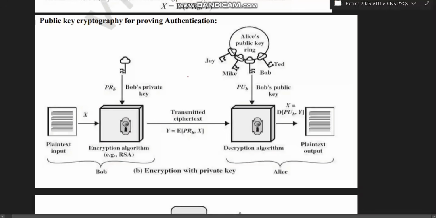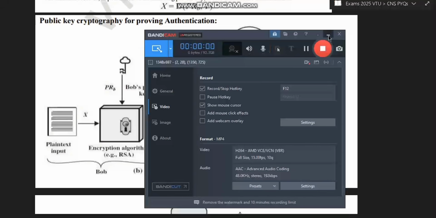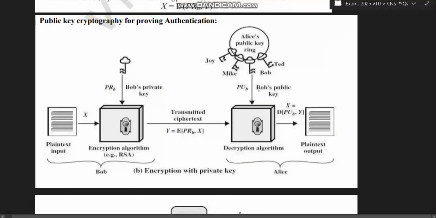So how do we ensure authentication here? Whenever we are encrypting, we have to lock using the private key of Bob. Alice will have everyone's public key, so using Bob's public key, it will be opened. If she is able to open this box using Bob's public key, the only possibility is that it was locked using Bob's private key. If suppose Joy's private key was used to lock, in that case Bob's public key won't open it.